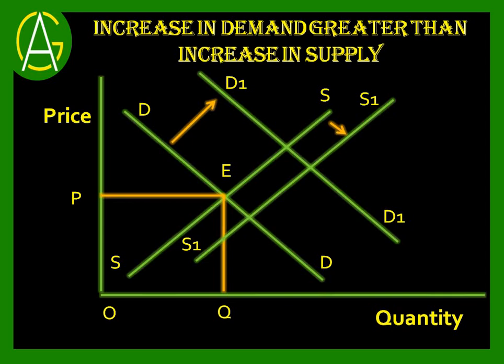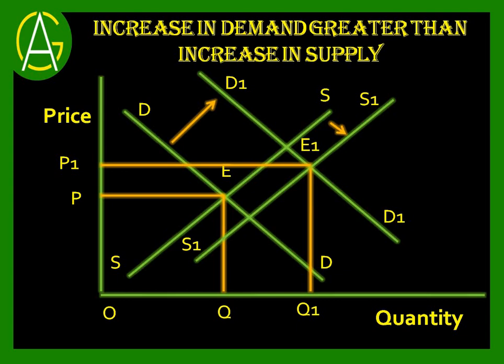Now at the new equilibrium point, we can find the new quantity below that equilibrium point, and in front of that equilibrium point we find the new price. So OQ1 is the new quantity and OP1 is the new price. Now we can see that the demand has increased by a greater amount, but the supply has increased by a smaller amount. So there will be a shortage in the market.